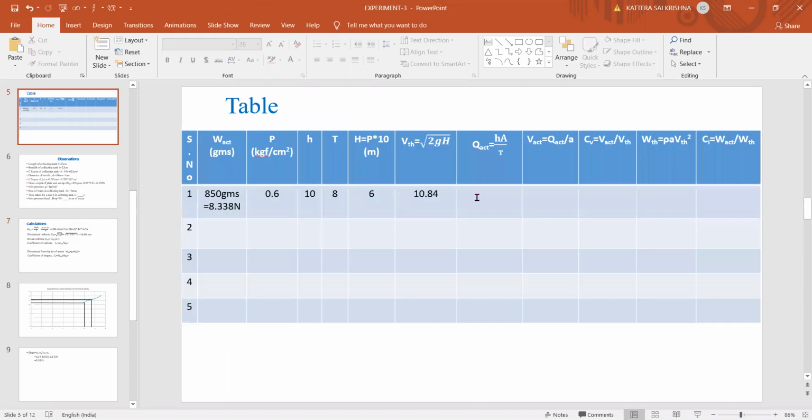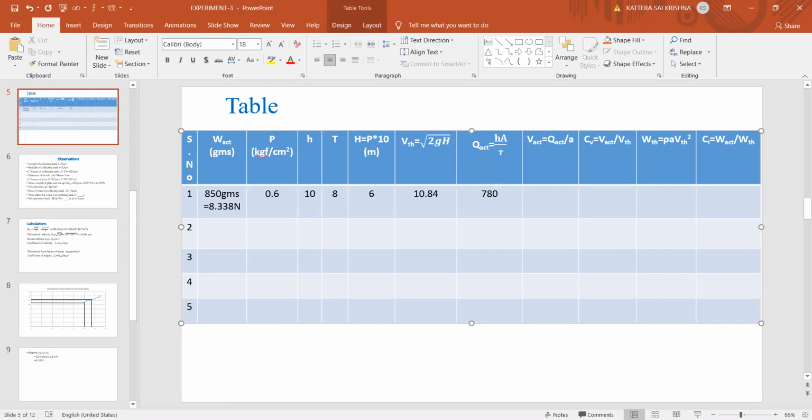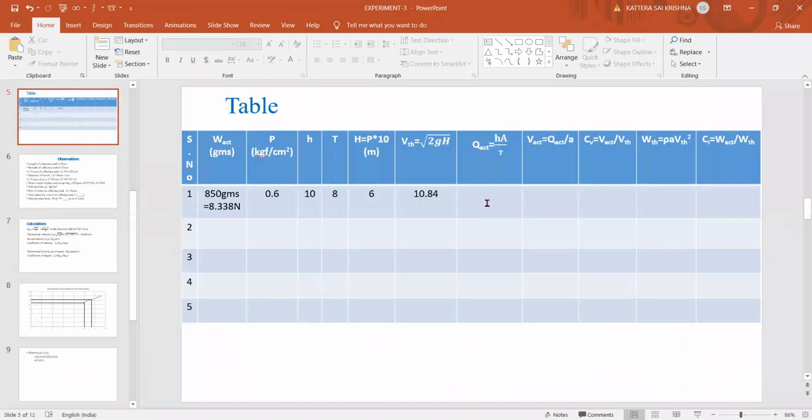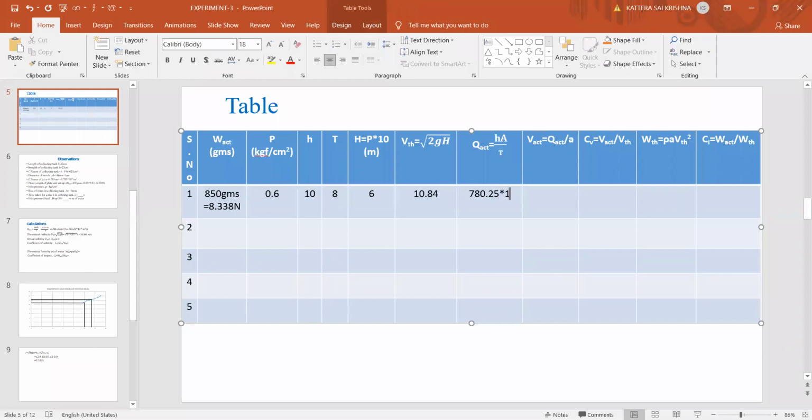So please tell the value what you are getting. Anyone tell correct answer what you're getting? Okay, 780.25 into 10 power minus 6 is the Q actual which you are getting.